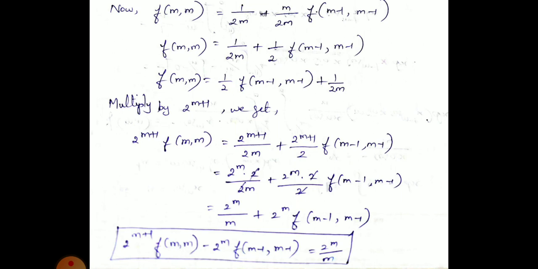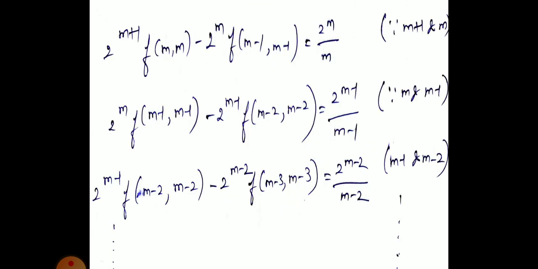Now take the functions to be on one side. So 2 power m plus 1 into f of m comma m, and then this is plus 2 power m f of m minus 1, m minus 1. If we take it to the left-hand side, it becomes minus, equal to 2 power m by m. Now 2 power m plus 1 into f of m comma m minus 2 power m into f of m minus 1, m minus 1 equal to 2 power m by m.